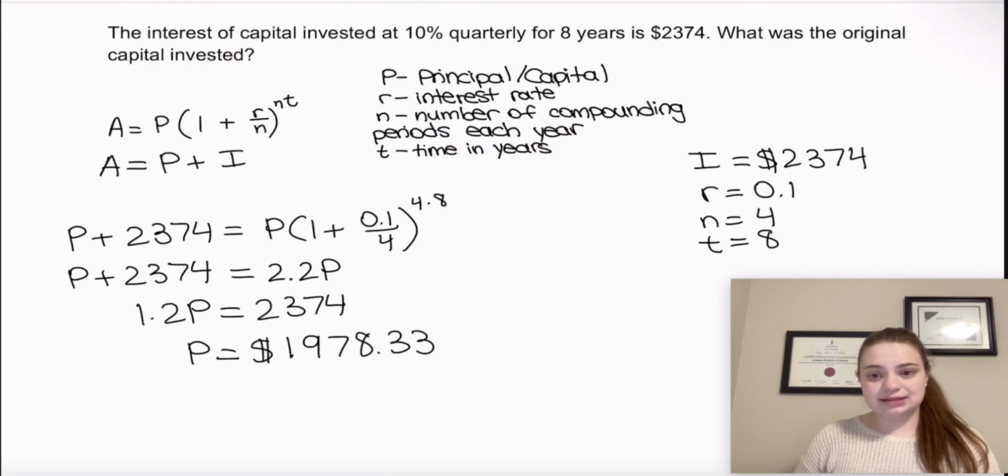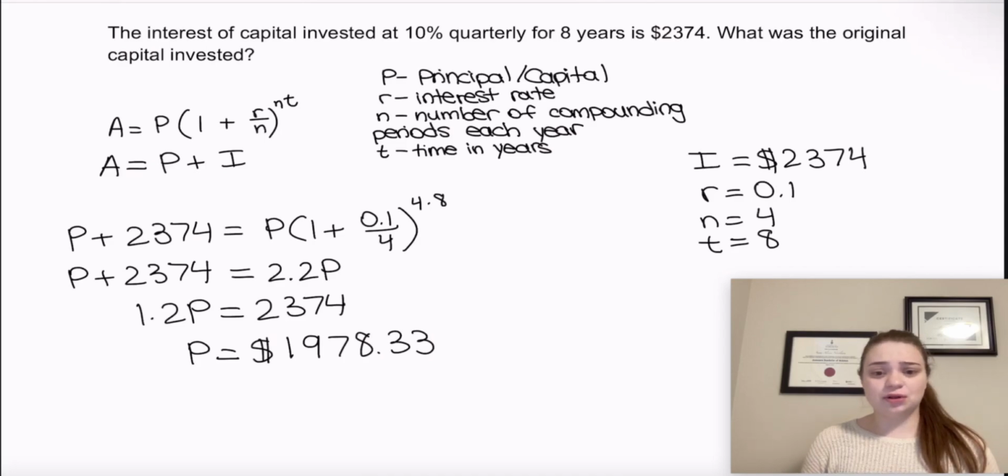Does this make sense that the original principal that we would have put in is $1,978.33? Well, honestly, yes, given that this was invested for 8 years and also invested at 10% a year, and compounded quarterly, so compound a little bit more often, it actually does make sense that around that time, we are going to experience more interest than principal, right?